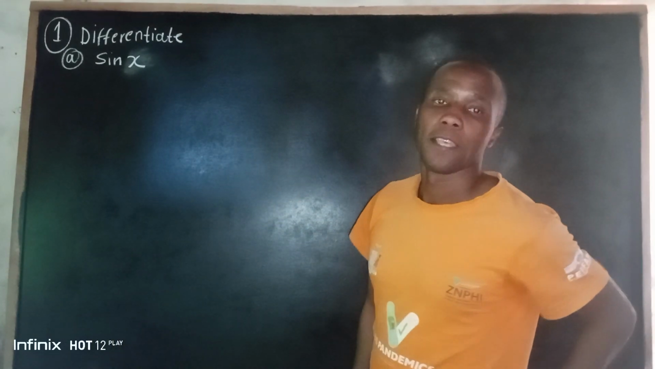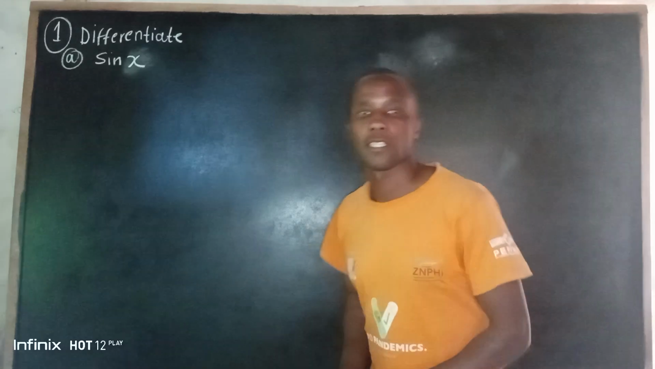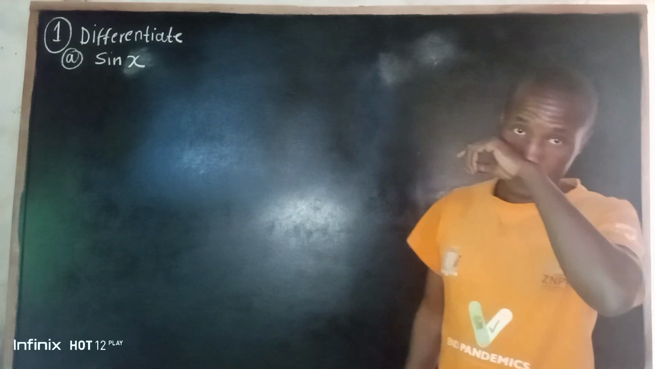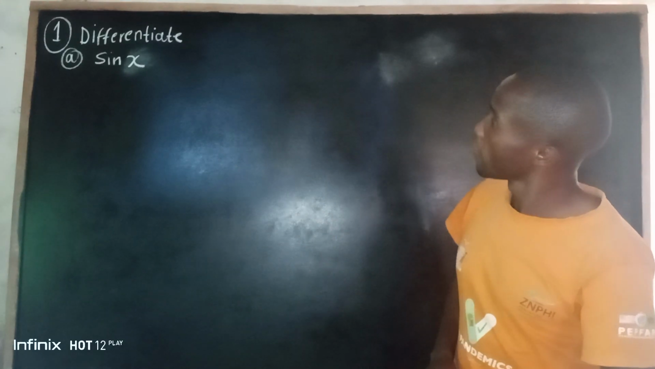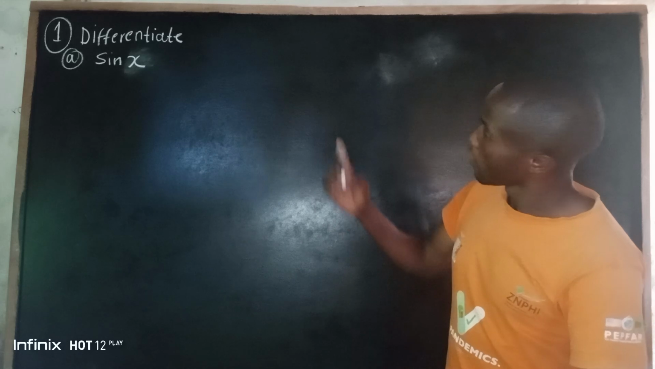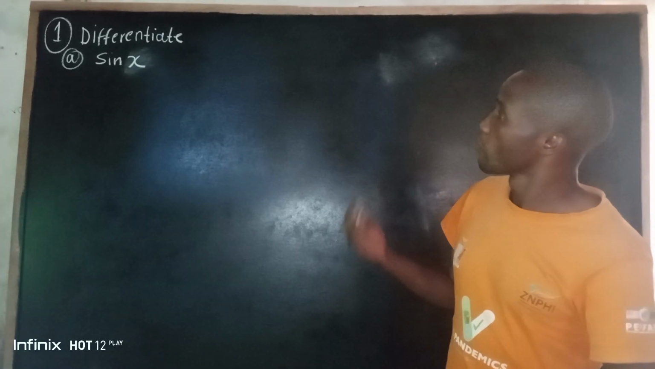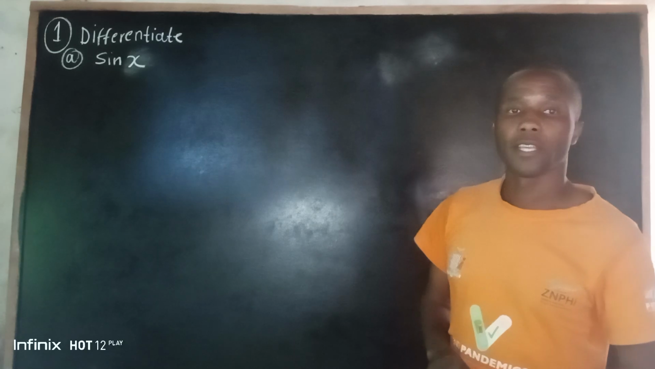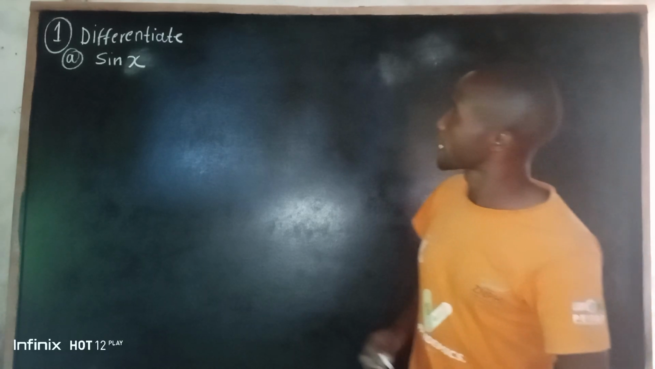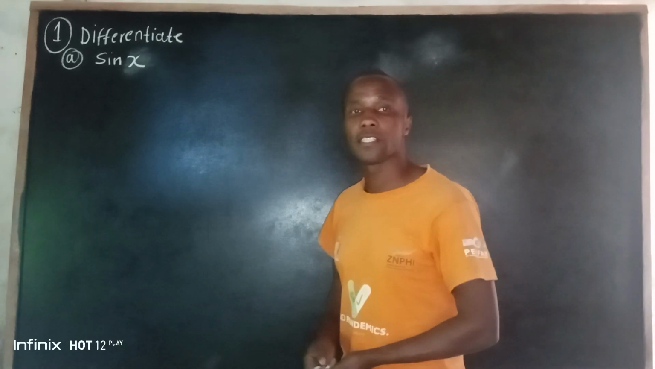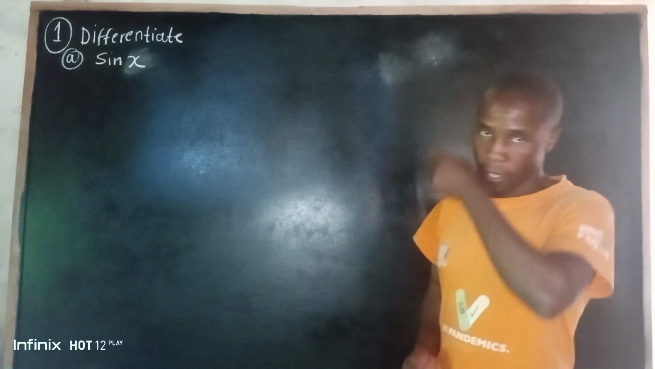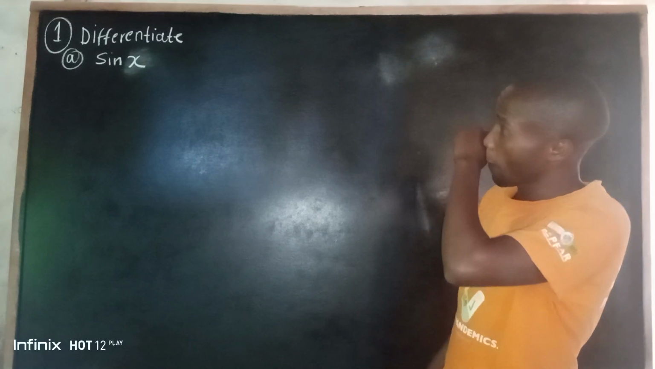Today we are going to look at how to differentiate the trigonometric functions. As you can see, we have that one on the board. When I say trigonometric functions, I simply mean functions like sine, cosine, tangent, cot, cosec. Those are the things that I'm talking about.